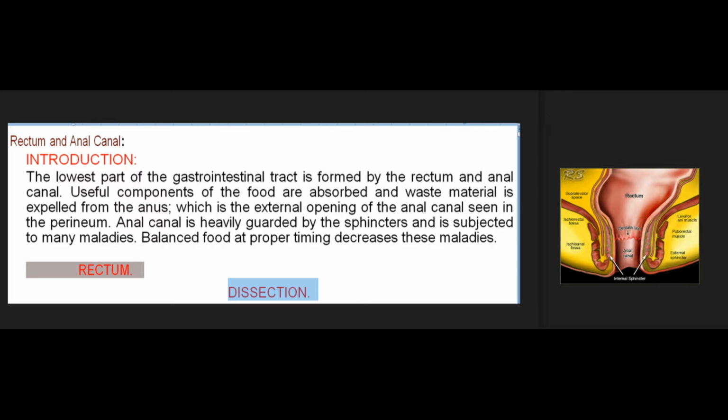Rectum and anal canal. Introduction. The lowest part of the gastrointestinal tract is formed by the rectum and anal canal. Useful components of the food are absorbed and waste material is expelled from the anus, which is the external opening of the anal canal seen in the perineum.